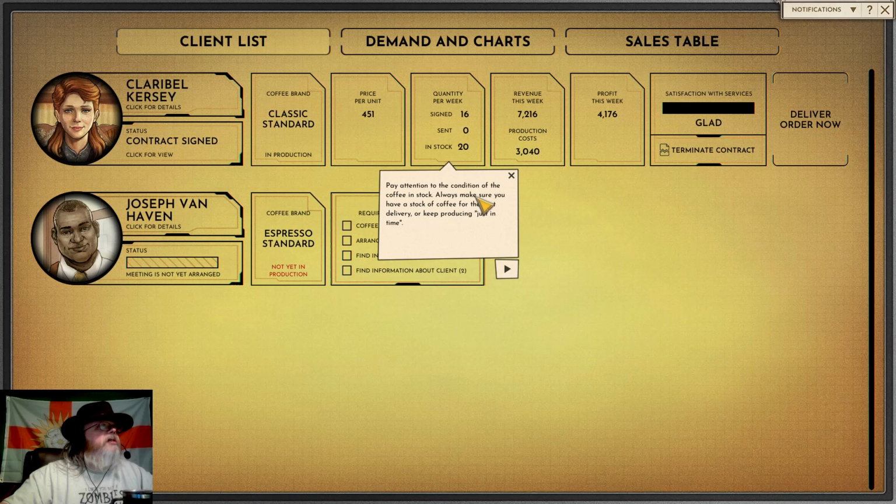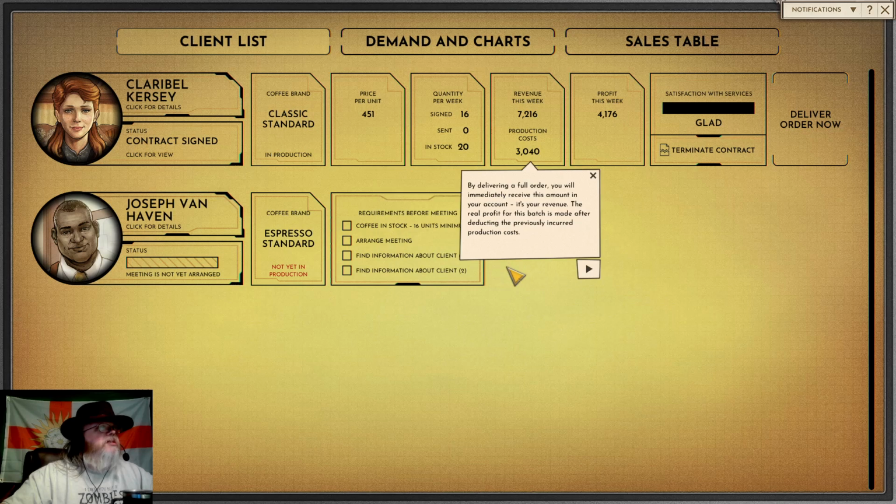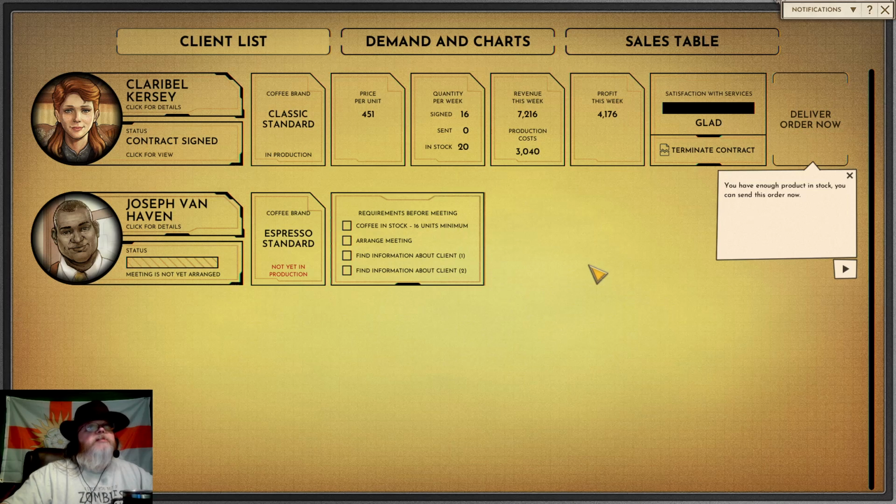Pay attention to the condition of the coffee in stock. Always make sure you have a stock of coffee for the next delivery, or keep producing just in time. By delivering a full order, you will immediately receive this amount in your account. It's your revenue. The real profit for this batch is made after deducting the previously incurred production costs. You have enough products in stock. You can send this order now.